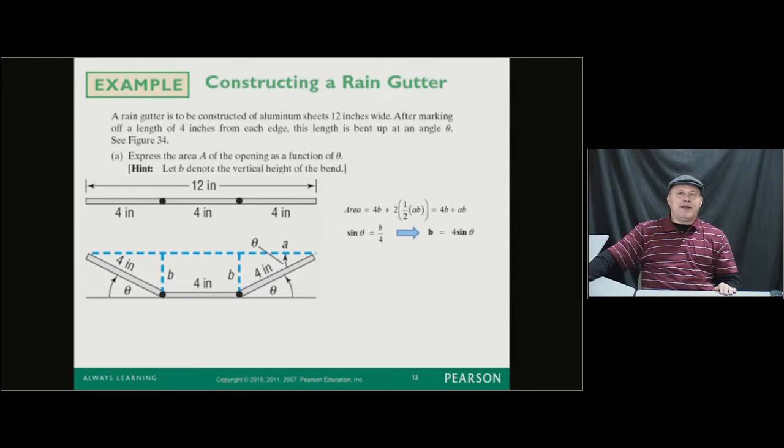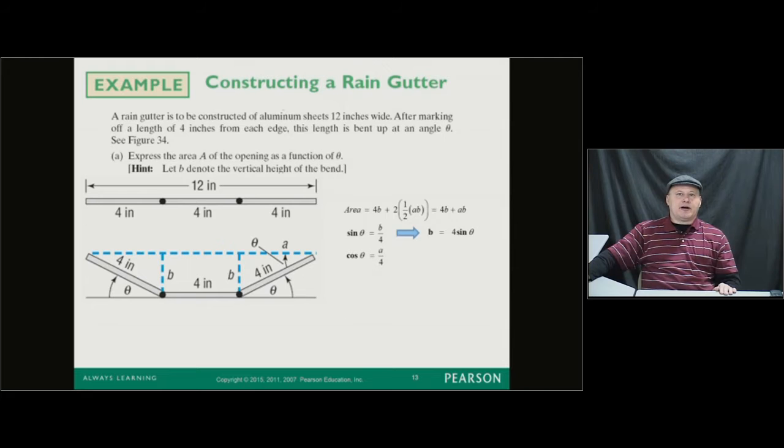You might ask, why do we want to know what B is in terms of theta? Because the original problem asks me to express the area of the opening as a function of theta. The first line that I wrote, 4B plus AB, is not in terms of theta. So I need to rewrite the 4B and the AB in terms of theta. Eventually I'm going to take those B's in that original equation and replace them with 4 times the sine of theta. And there are 2 B's up there.